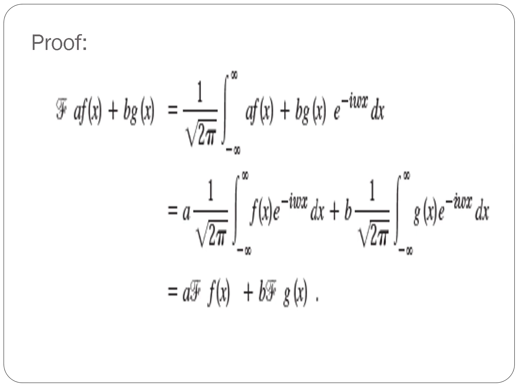Then the next step, it splits into two integrals, that is, a into, taking the constant outside, 1 by root of 2 pi integral minus infinity to infinity f of x into e raised to minus i omega x dx, plus b into 1 by root of 2 pi integral minus infinity to infinity g of x into e raised to minus i omega x dx. That's equal to a into, the first integral denotes the Fourier transform of f of x, the second integral denotes the Fourier transform of g of x. Therefore, the answer becomes a script F of f of x plus b into script F of g of x.